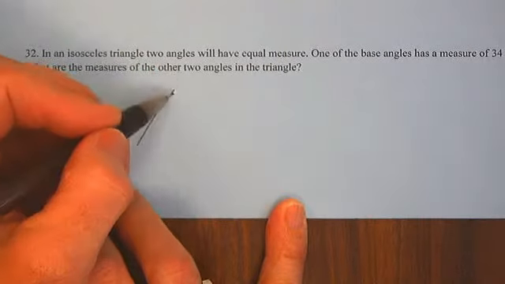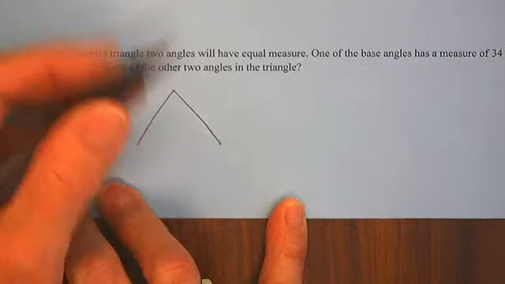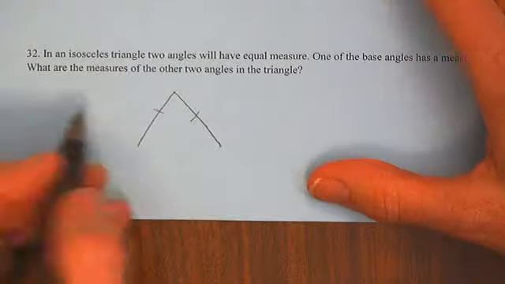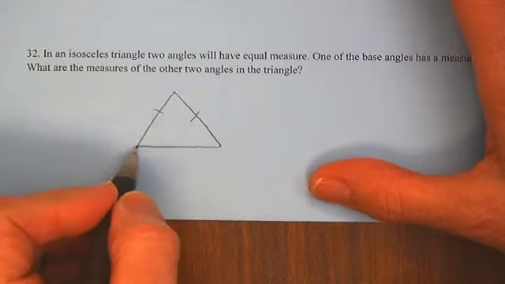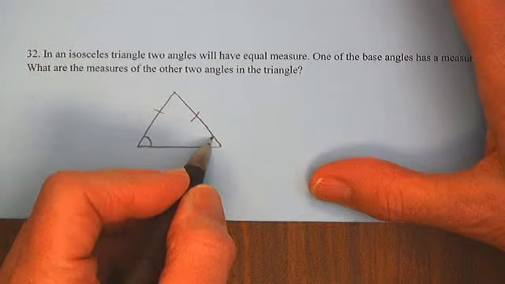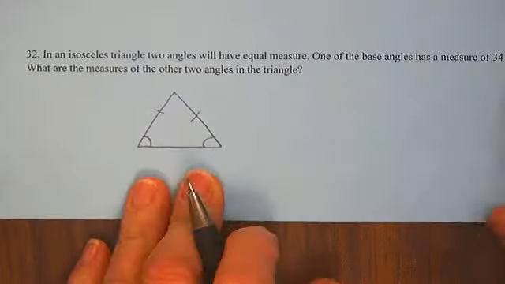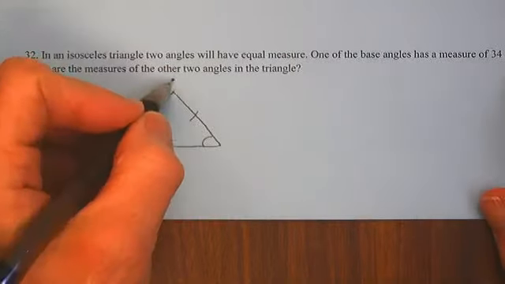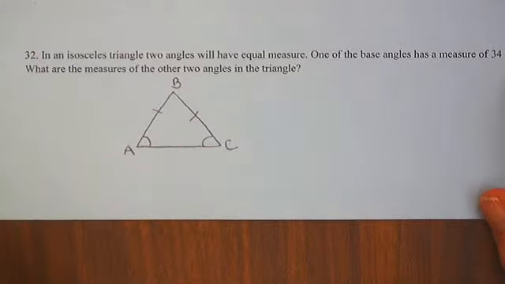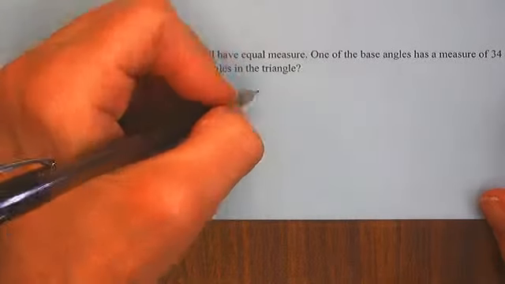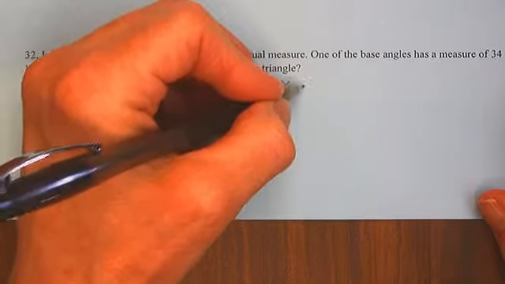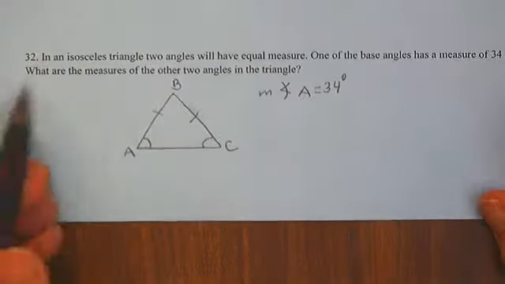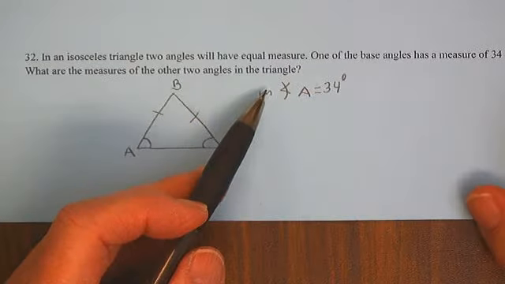Okay, here's an isosceles triangle. Two angles will have equal measure. One of the base angles has a measure of 34 degrees. The measure of angle A equals 34 degrees. What are the measures of the other two angles in the triangle?